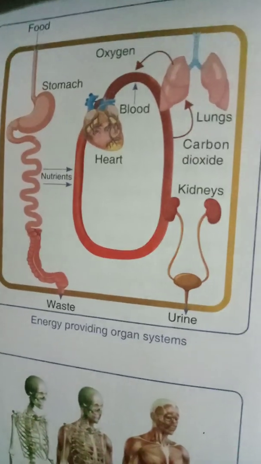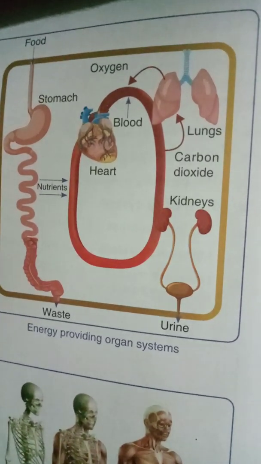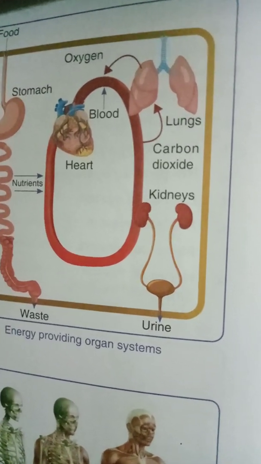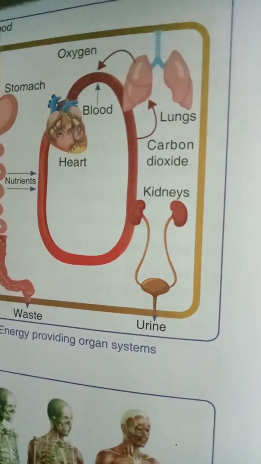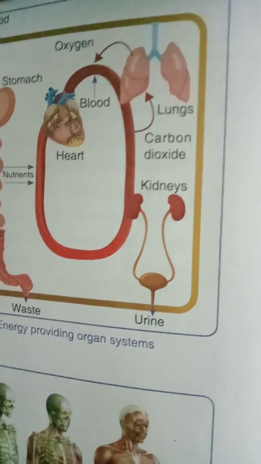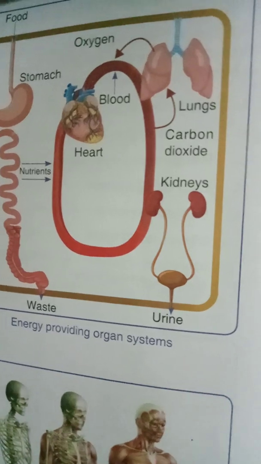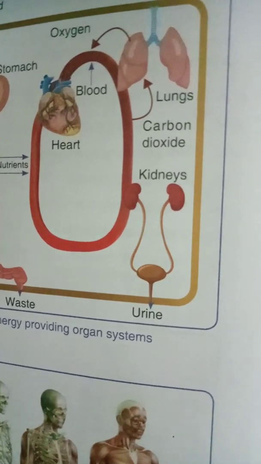So children, these four systems, that is the digestive system, circulatory system, respiratory system and excretory system, work together to provide energy to our body. Okay.